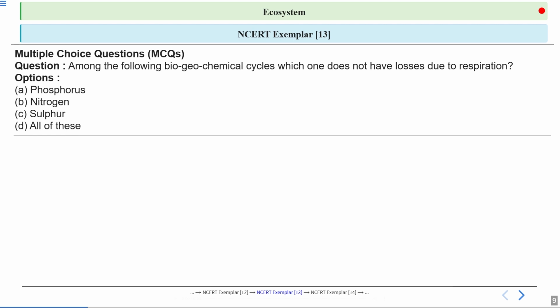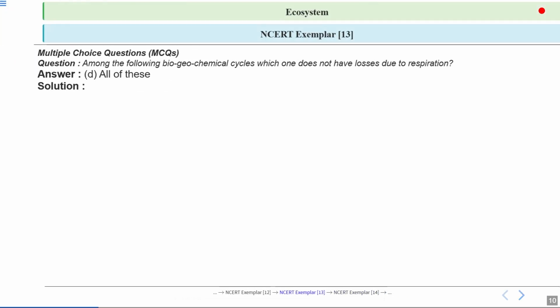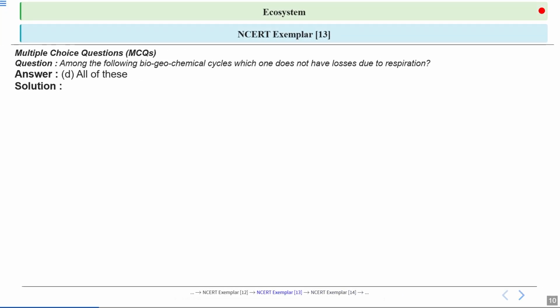Next question: among the following biogeochemical cycles, which one does not have losses due to respiration? What are the options? Option A is phosphorus, B is nitrogen, C is sulfur, and D is all of these. What will be the correct answer? Option D, all of these, is the correct answer.